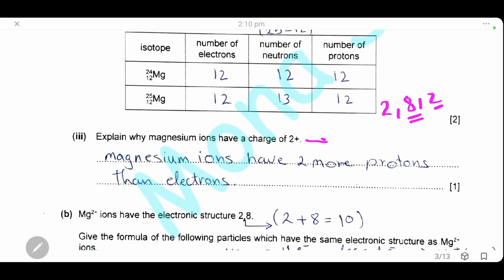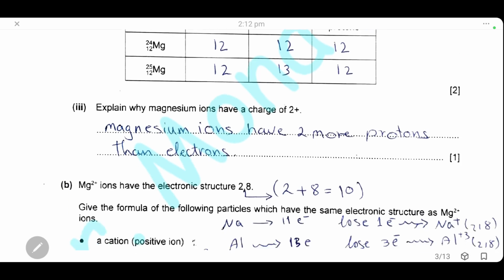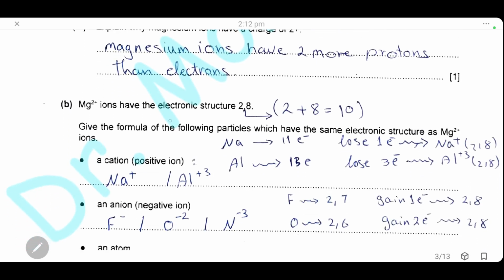Now the ion of magnesium has electronic configuration of 2, 8. So the number of protons will be 12 and the number of electrons will be 10. And that's why magnesium has a +2 charge, because the magnesium ion has 2 more protons than electrons. Magnesium ion has the electronic structure of 2, 8.